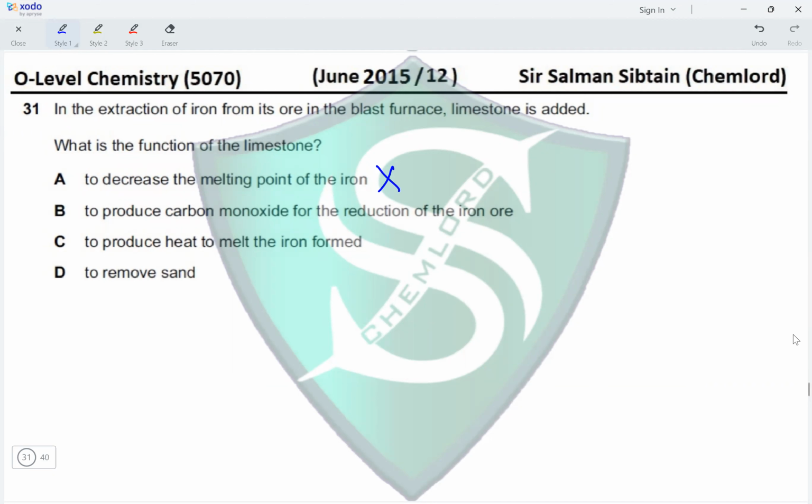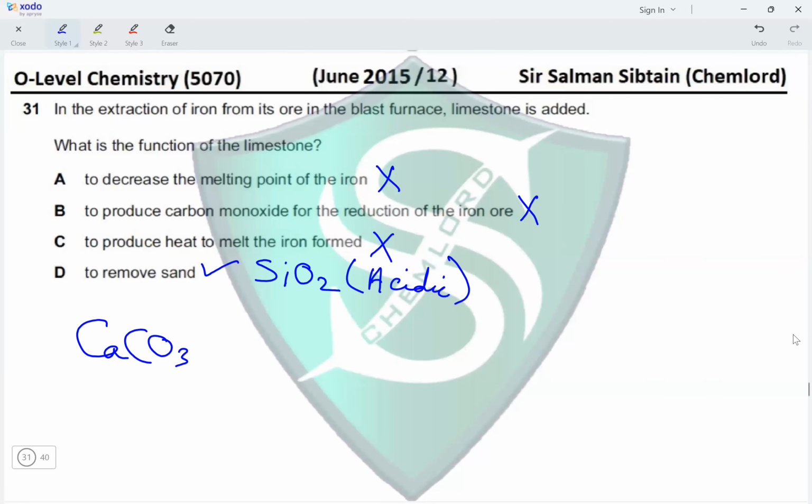The function of limestone is to react with SiO2, which is an acidic impurity, and to eliminate it from the contents that are present. So to produce carbon monoxide for the reduction of the iron ore, no, that is not a function of calcium carbonate. To produce heat to melt the iron form, no. And to remove sand, yes, because sand has the major component of SiO2 present in it, and SiO2 is acidic in nature.